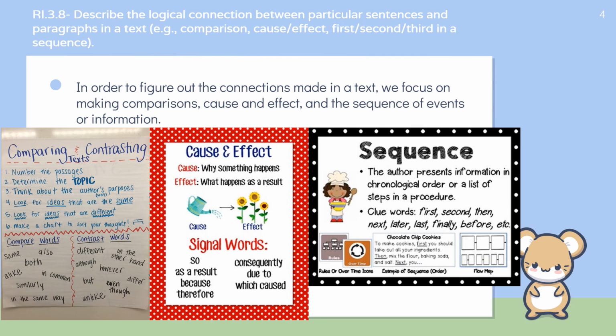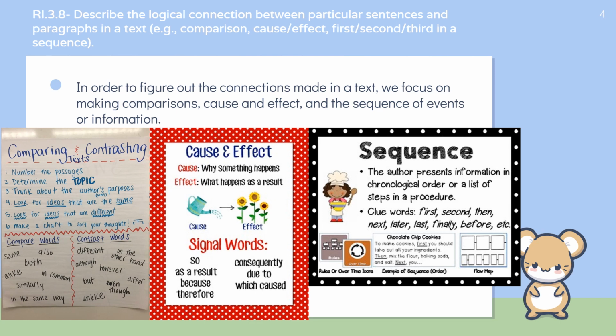When thinking about how concepts in a text connect, we must look in more than one place. The connections in a text cannot be made by reading just one sentence. Instead, we have to figure out the relationships between the information in multiple sentences and paragraphs. To figure out these relationships and connections, we usually have to focus on making comparisons, what the cause and effects are, and the sequence of events and the information that's given to us in the text.